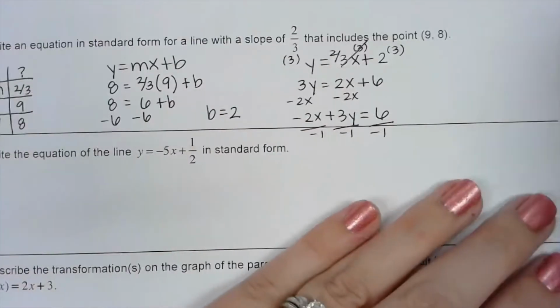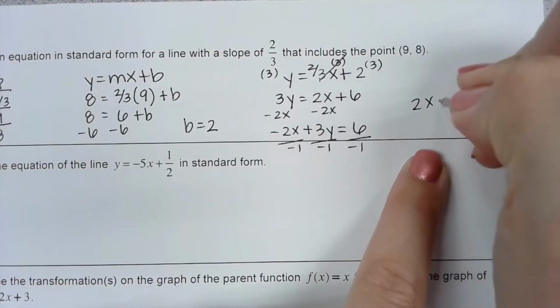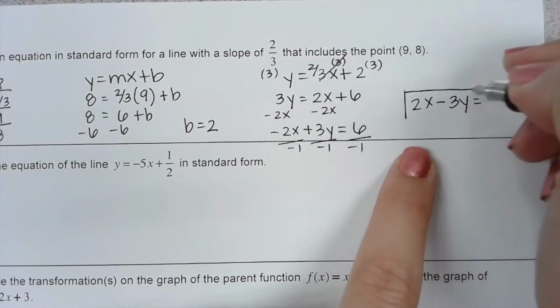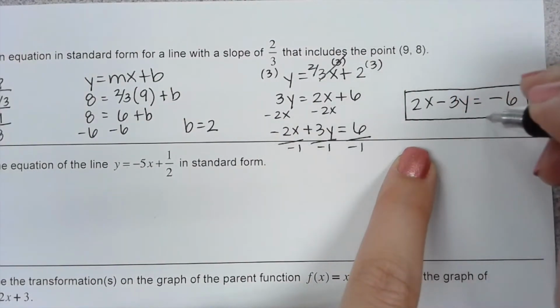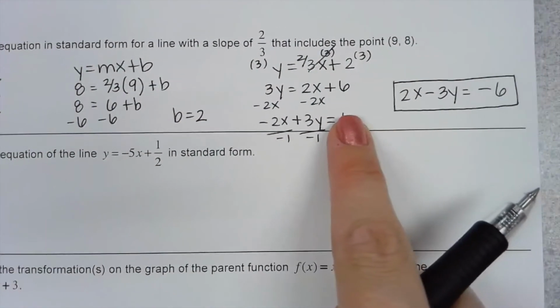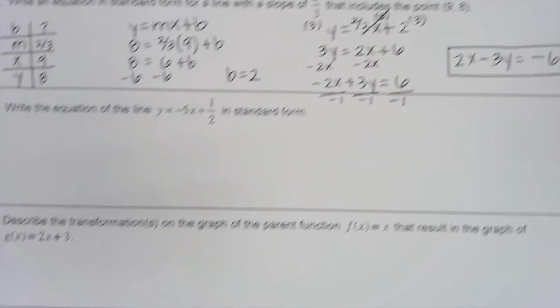My final answer to the question, written in standard form, is going to be 2x minus 3y is equal to -6. And I know that this is correctly in standard form because there's no fractions and no decimals. The x and the y are together over on the left-hand side. The x is first, and the number in front of the x is a positive number.